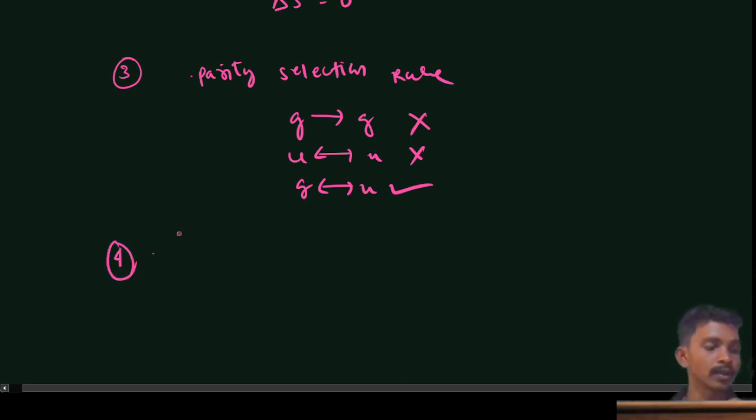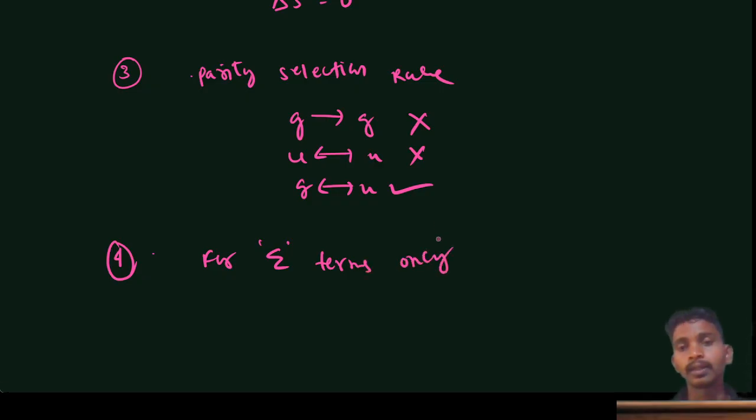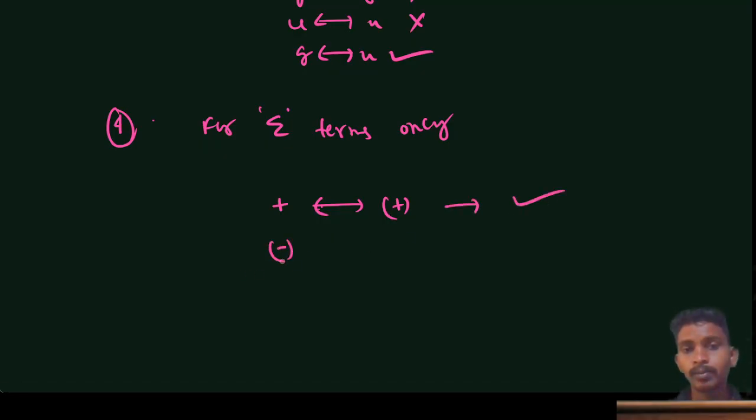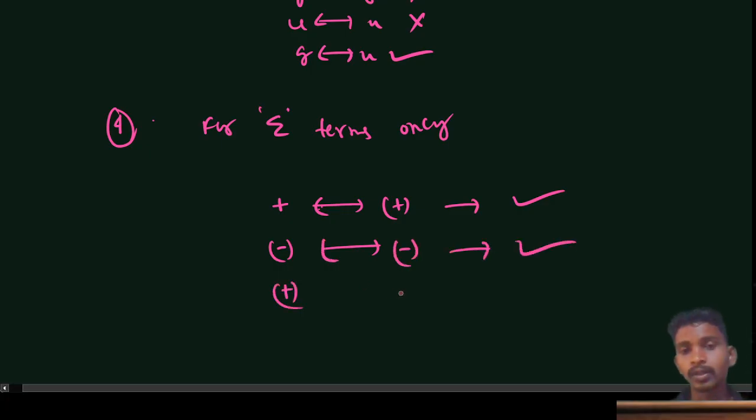And the third condition is for sigma terms only, because only here positive and negative will come. If positive is there, positive to positive transitions will be allowed, and negative to negative transitions only are allowed. But if one is positive and the other is negative, then the transition is not allowed. So these are the conditions for whether a transition is allowed or not.